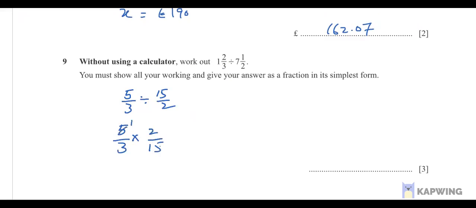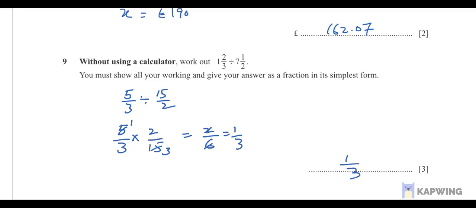Now 5 1s are 5, 5 3s are, so that will be 2 over 6. 2 over 6 in the lowest form, you can divide both by 2. So it will become 1 over 3. So 1 over 3 is your answer, final answer. In the lowest form, we did not use any calculator here.